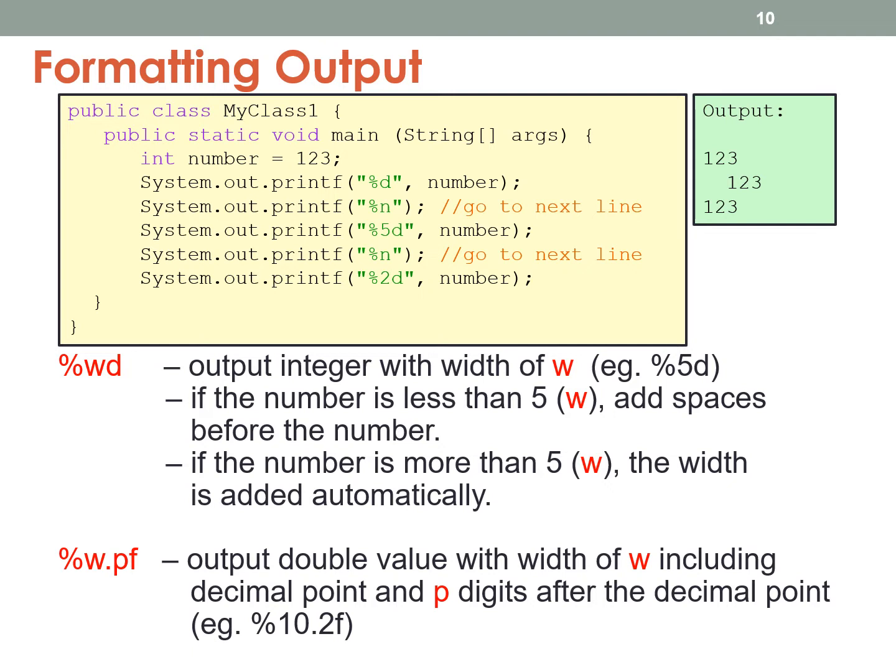Next, we have System.out.printf("%5d", number), meaning that the width is 5. The output from this line is two spaces then 123, which shows that we have the width of 5. Then we have System.out.printf("%2d", number). The output is 123. This is because the value 123 contains 3 digits, but we wrote the width as 2, which is smaller than the 3 digits in 123. So the width is added automatically.